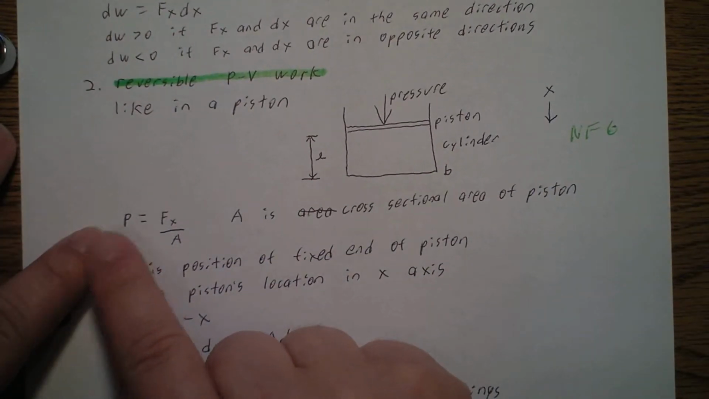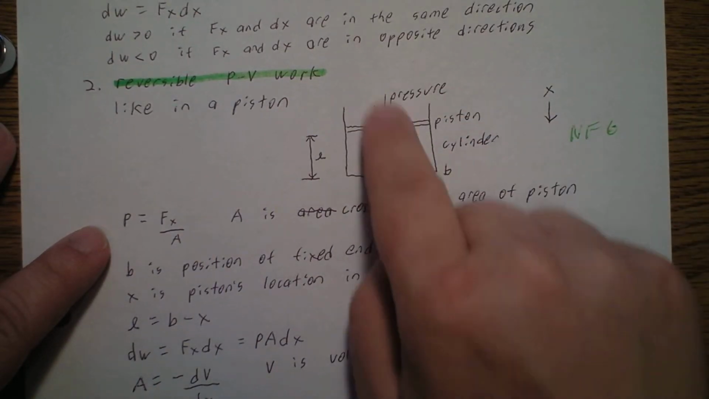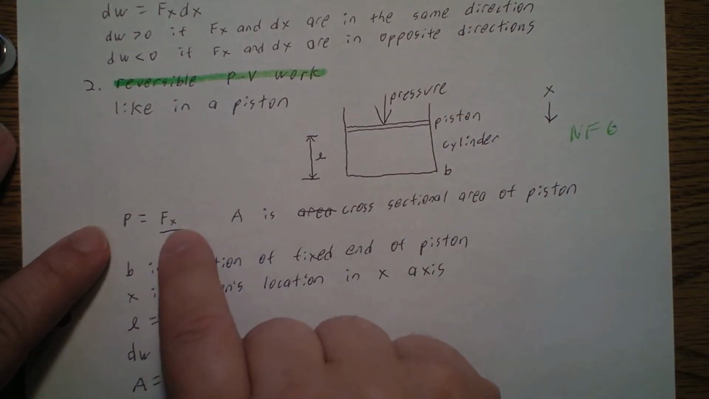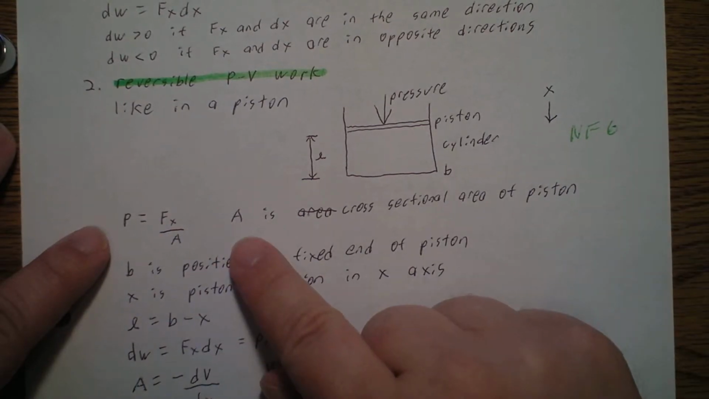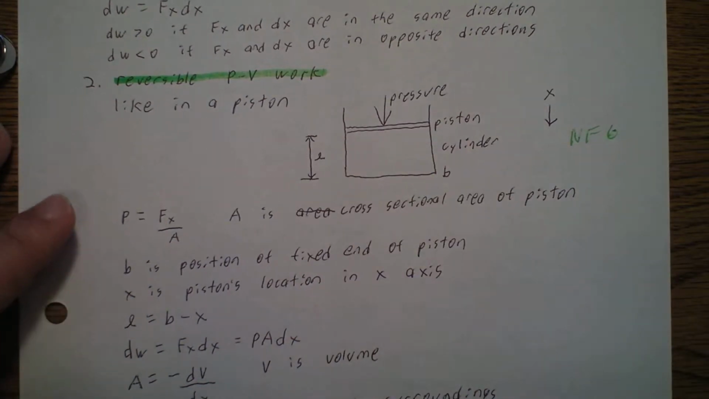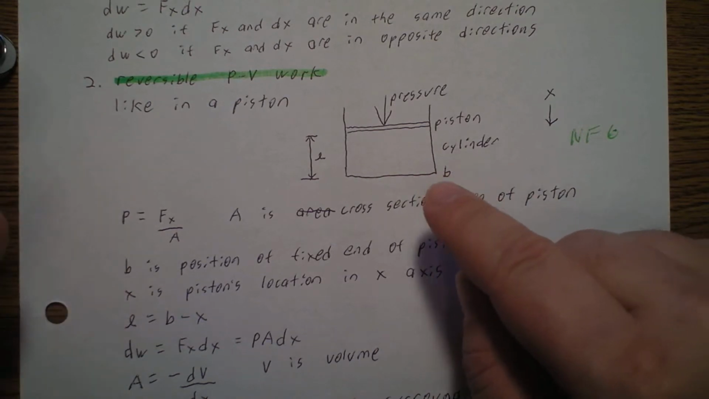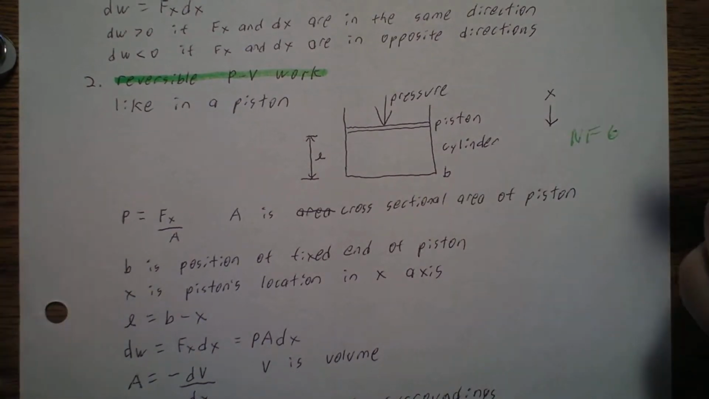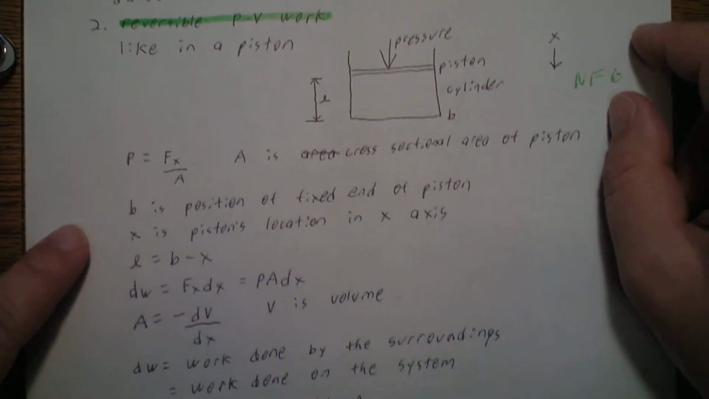So remember, we said pressure is force over area. We're only moving in one dimension here, so it's really the x component of the force divided by the area. Again, capital A is the cross-sectional area of the piston. It doesn't even matter what shape it is. It could be rectangular or octagonal or whatever. Circle is most practical. I think in real life they're all circular, but it doesn't matter.